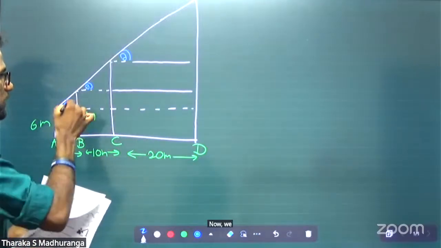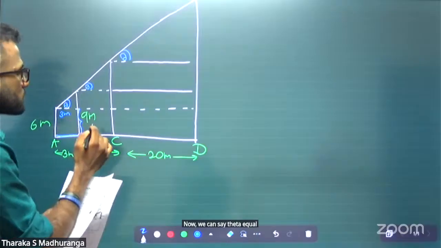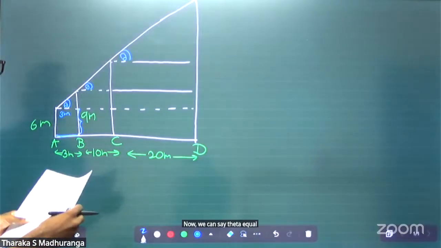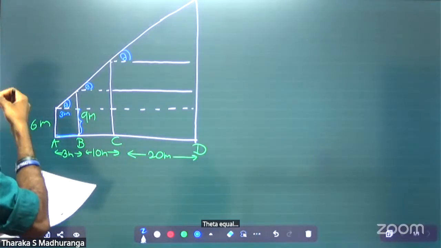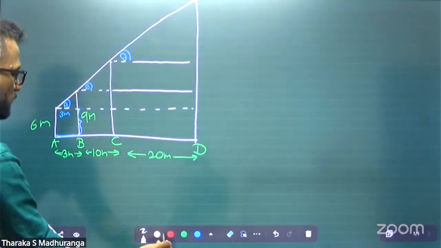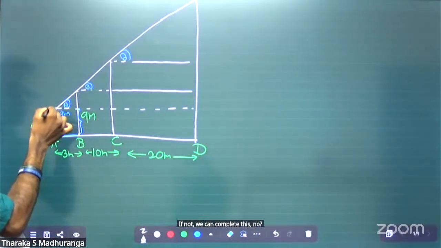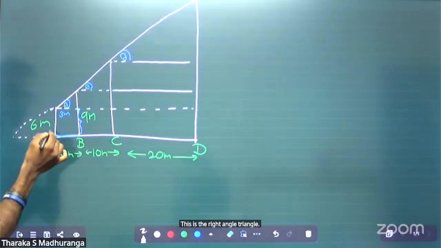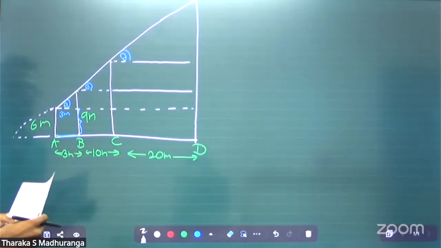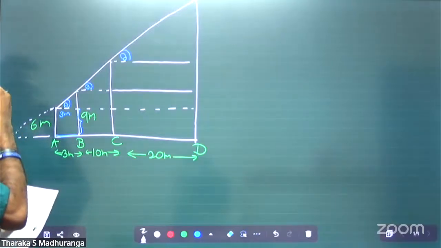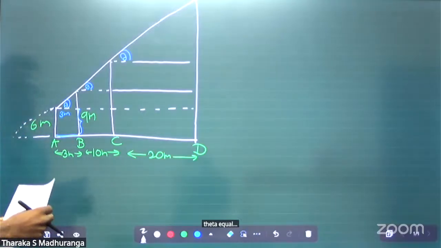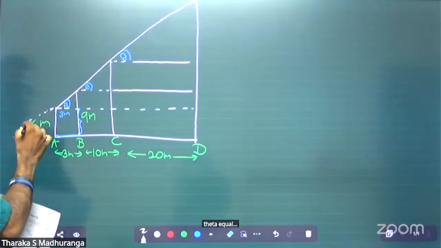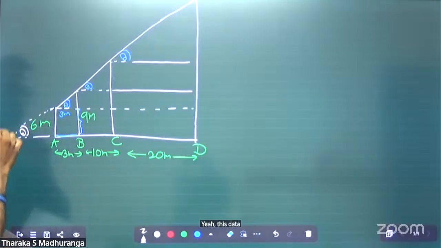Now we can say theta equals, if not, we can complete this. This is a right angle triangle. Theta equals, yeah, this theta is also the same.